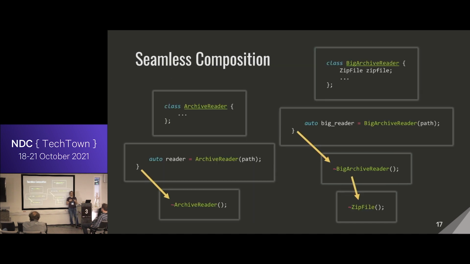Then we have seamless composition. If we have a class and it has no members, everything is okay, our destructor would get called. Then if we add a new member to that class, when the class gets destroyed, that member variable's destructor would be called as well. That just happens seamlessly, we don't need to do anything to make that happen.